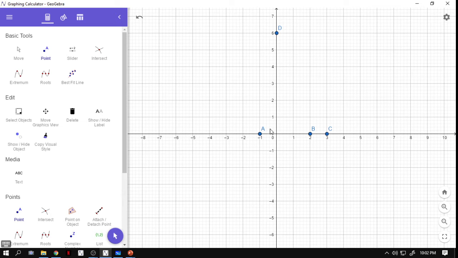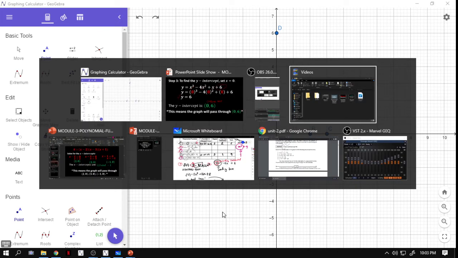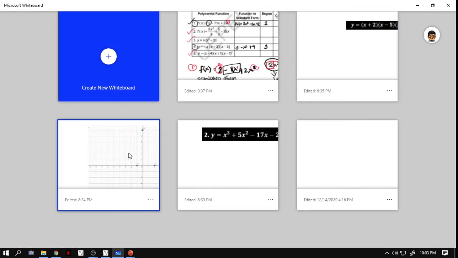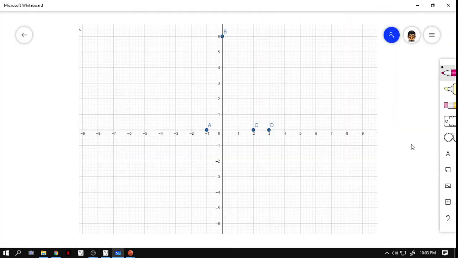Okay? Next, magra-rough sketch tayo. Hindi muna tayo totally magdodrawing ng graph. So, ibig sabihin yung graph natin dadaan dito. So, if those are the points, that means yung graph natin dadaan dito sa point negative 1, 0, sa point 2 and 0, sa point 3 and 0, at saka sa point 0 and 6. Okay? Rough sketch muna tayo.